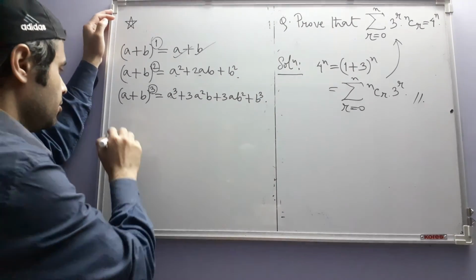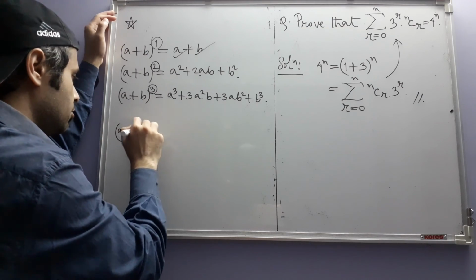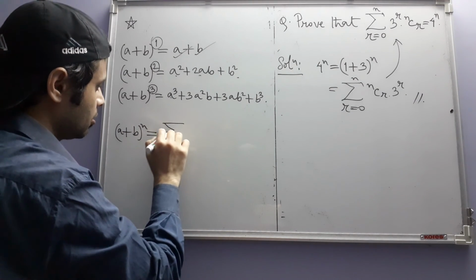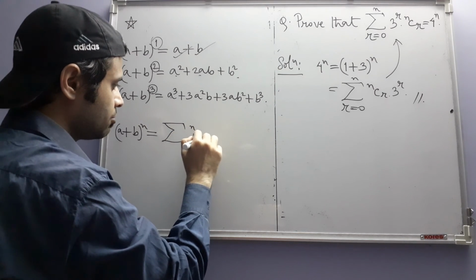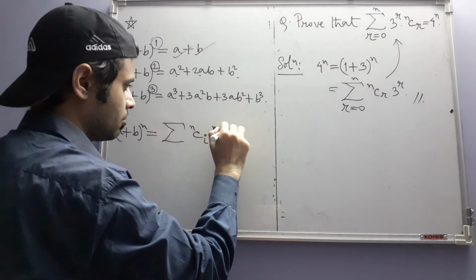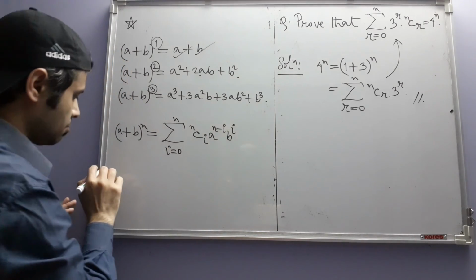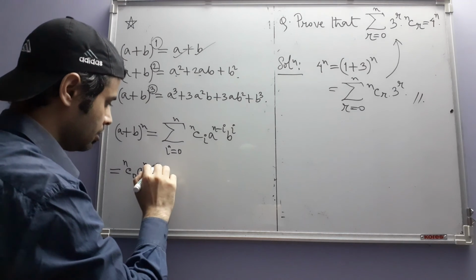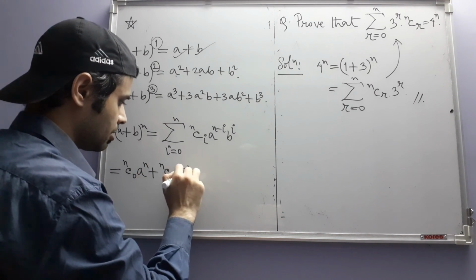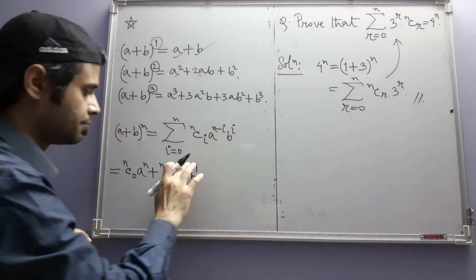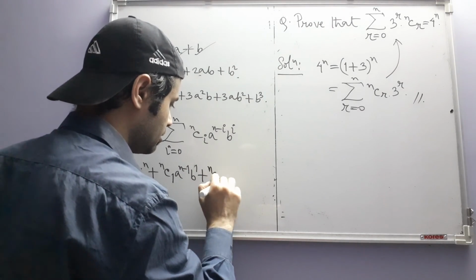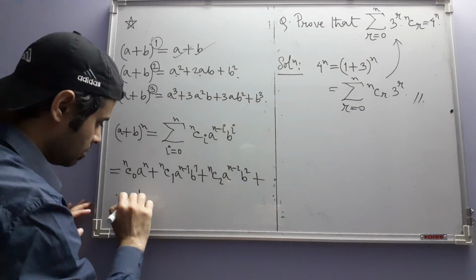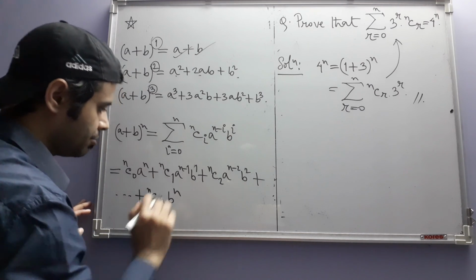What happens in general? When we have a plus b to the power n, do we have n plus 1 terms? In fact, that is true. For that, we need to write this sum without using the summation notation. So what this sum actually is: nC0 a to the power n, you know very well, nC1 a to the power n minus 1. Let me write this as b to the power 1 instead of simply writing it as b. nC2 a to the power n minus 2 b square plus etc. plus nCn b to the power n.